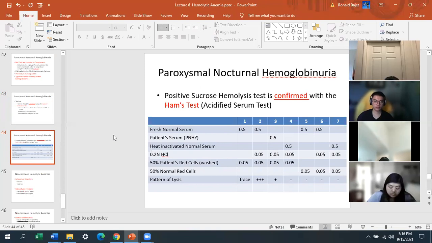So PNH is confirmed with the HAMS test, and PNH is screened with the sucrose hemolysis test. All right, so we got screening and confirmation on sucrose hemolysis test and the HAMS test. And that's for PNH.